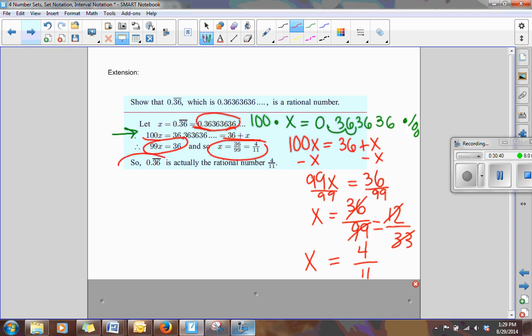So 0.36 repeating is actually a rational number because we can write any repeating decimal, no matter what it is, as a rational number, as a fraction.